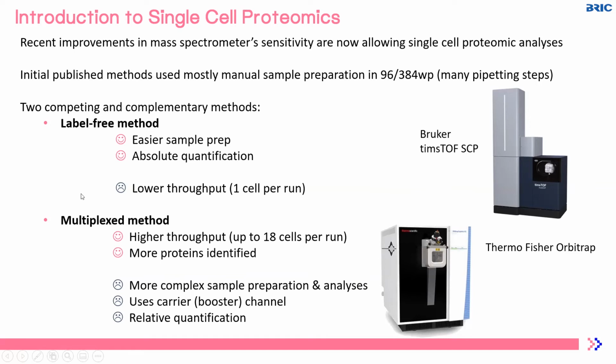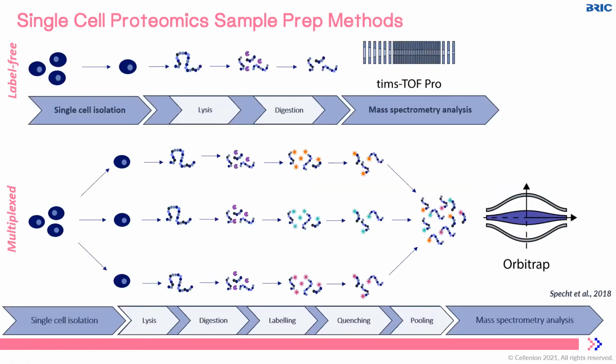Then there is a method that is better suited to the Orbitrap technology from Thermo Fisher, which allows you to multiplex samples. So you put a little tag, a label, on the peptide, and this allows you to pool multiple cells together. You can identify more proteins with this method, but it's more complex to prepare the sample. It uses a carrier channel, which is a sample in one well, which will typically contain hundreds or 200 cells. And it provides a relative quantification. And I will show you what we can do with the CellenONE in both those sample preps.